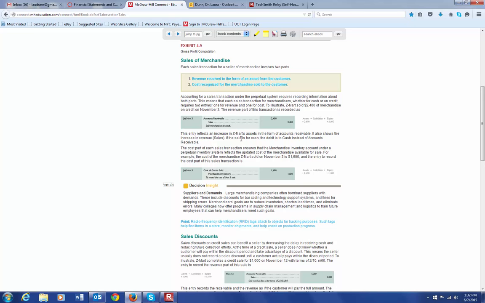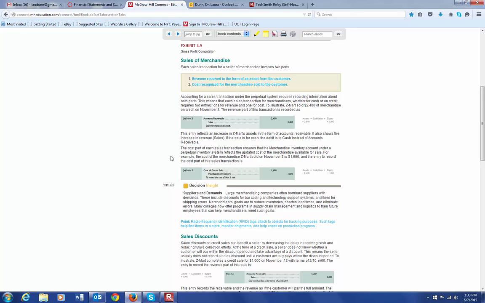Pretty basic here. In order to account for a sales transaction that is on credit, meaning that they don't pay you cash up front, but you're going to allow them to pay it over some period of time, your debit would be to accounts receivable, because you're increasing accounts receivable, and accounts receivable is an asset, and we increase it by a debit. And then your credit would go to sales, because you're increasing your revenue, and the normal balance for a revenue account is a credit. So we credit sales and we debit accounts receivable.